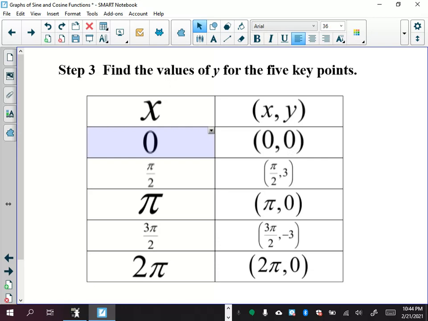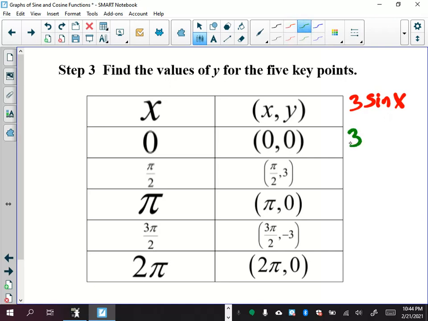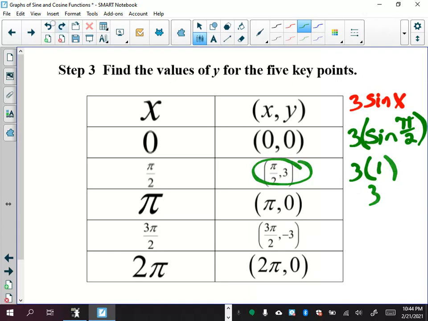Now, here's the difference with this. This is where you have to remember, you have a little math that you're going to have to do. We have 3 sine of x. So when I go over here and I plug in 3 sine of pi over 2, remember, this 3 is being multiplied to that. So I'm going to say 3 times sine of pi over 2. Well, what is sine of pi over 2? What is your y value at pi over 2? Well, that's a 1. So then I get 3 times 1, which is 3, and that's where that value here comes from.